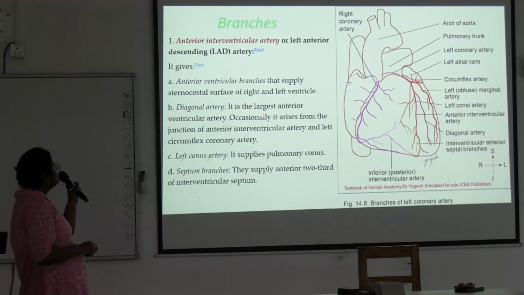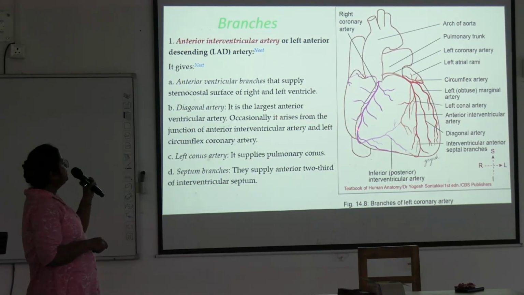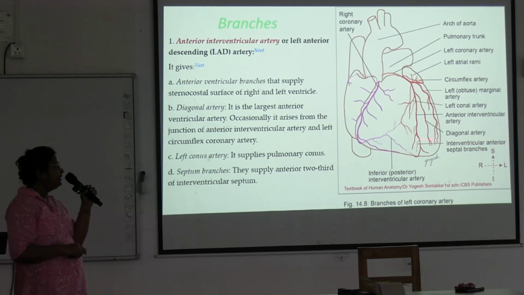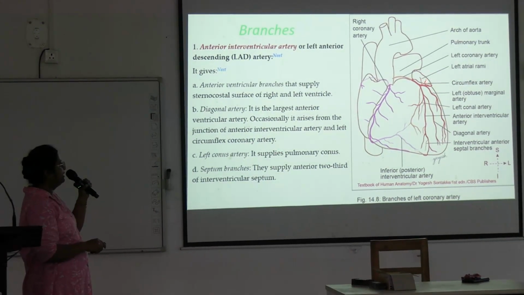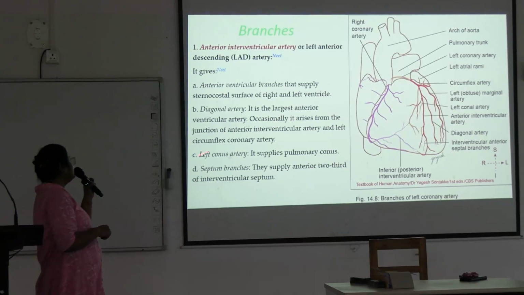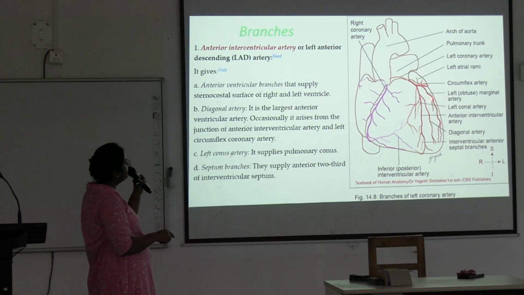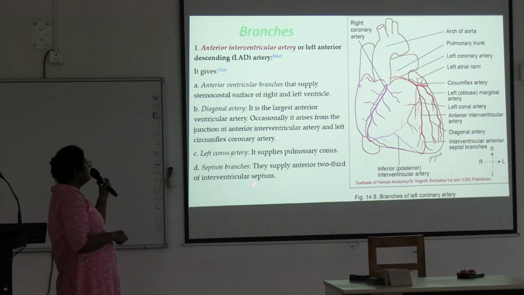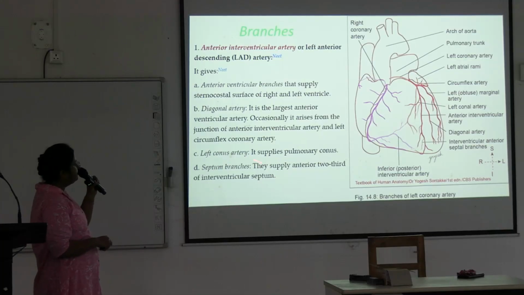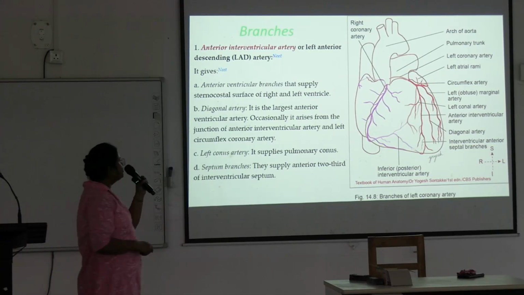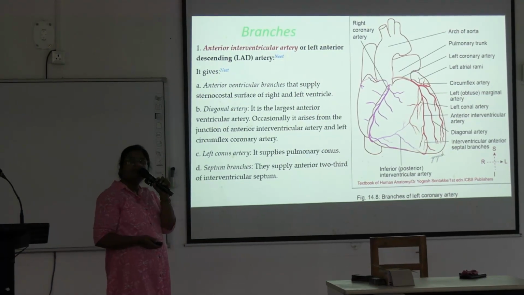Next is the diagonal artery. It is the largest anterior ventricular artery. Occasionally it arises from the junction of the anterior interventricular artery and left circumflex coronary artery, here from this junction. The left conus artery supplies the pulmonary conus. Next are septal branches that supply the anterior 2/3 of the interventricular septum. So these are the branches from the anterior interventricular artery.